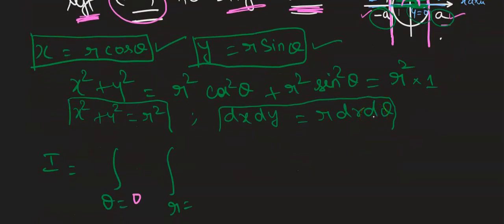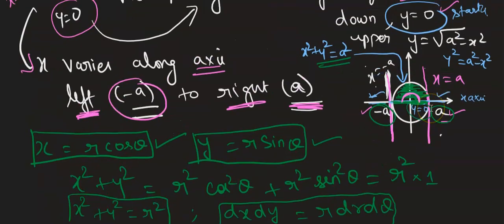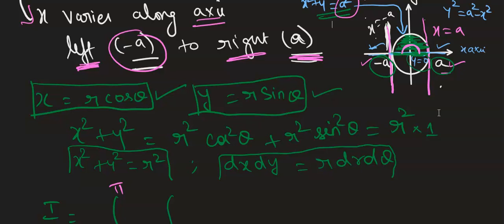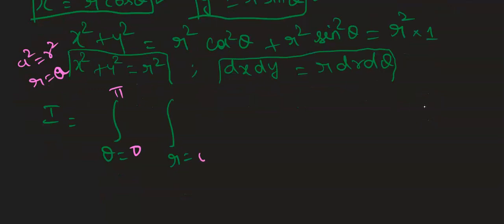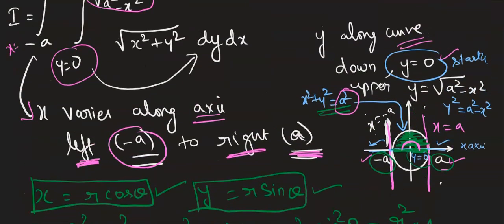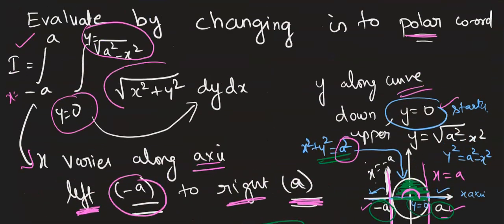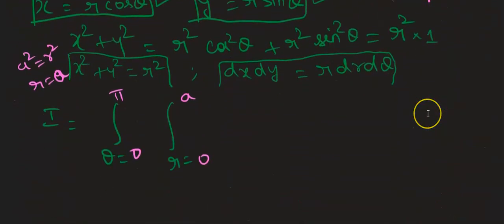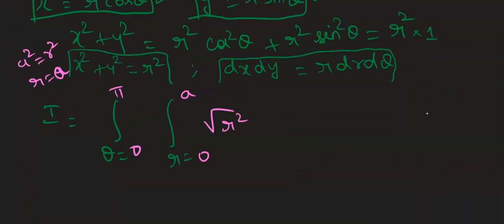And for any point, if you take x square plus y square, in the given question they have given a square. Correct? So according to this substitution, I will say a square is r square. Therefore r is nothing but a. Correct? So from the center the radius is a. So r varies from 0 to a, and what is there inside in the question? Root of x square plus y square, that is root of r square, and then dx dy I will write as r dr d theta.